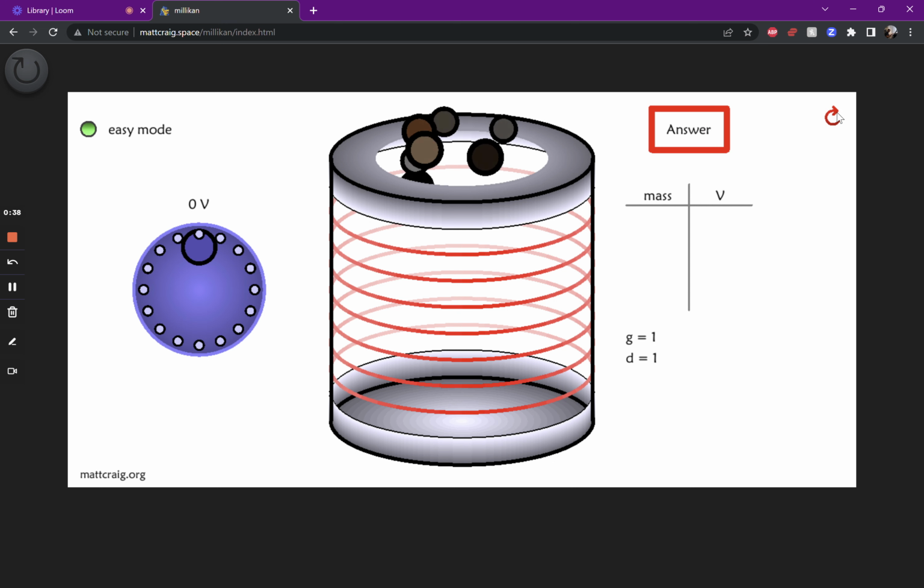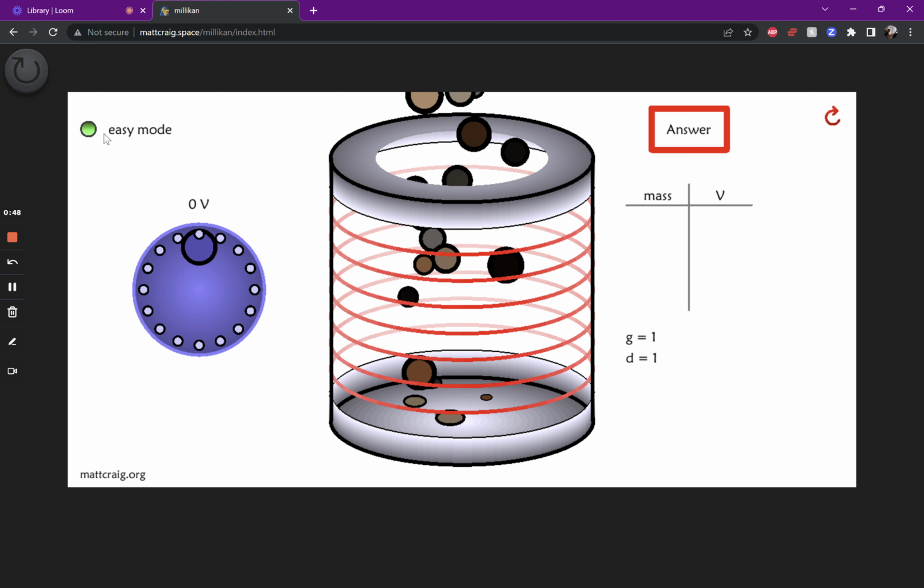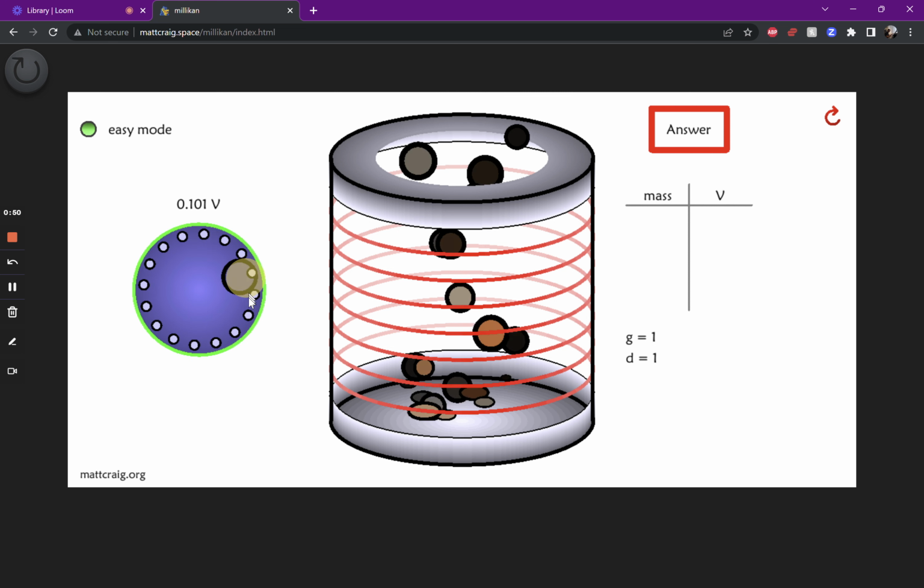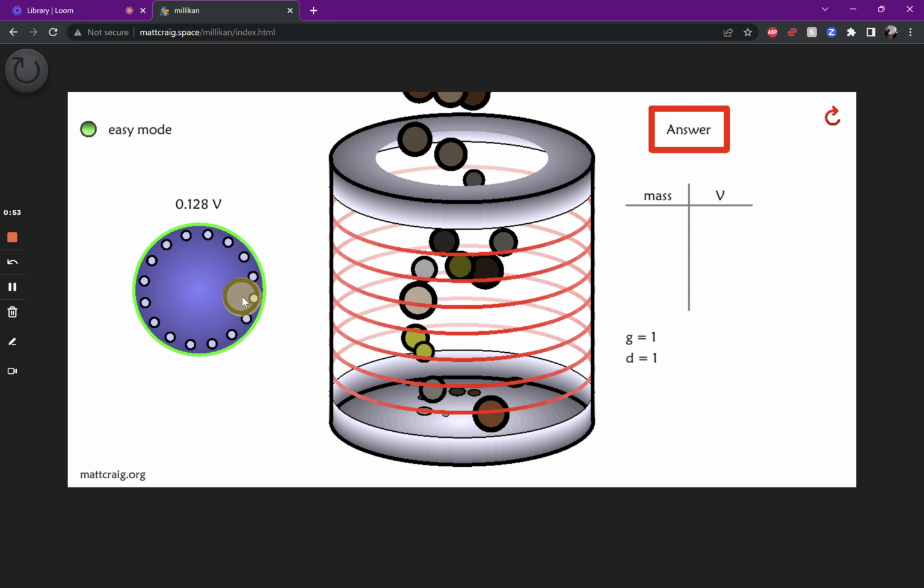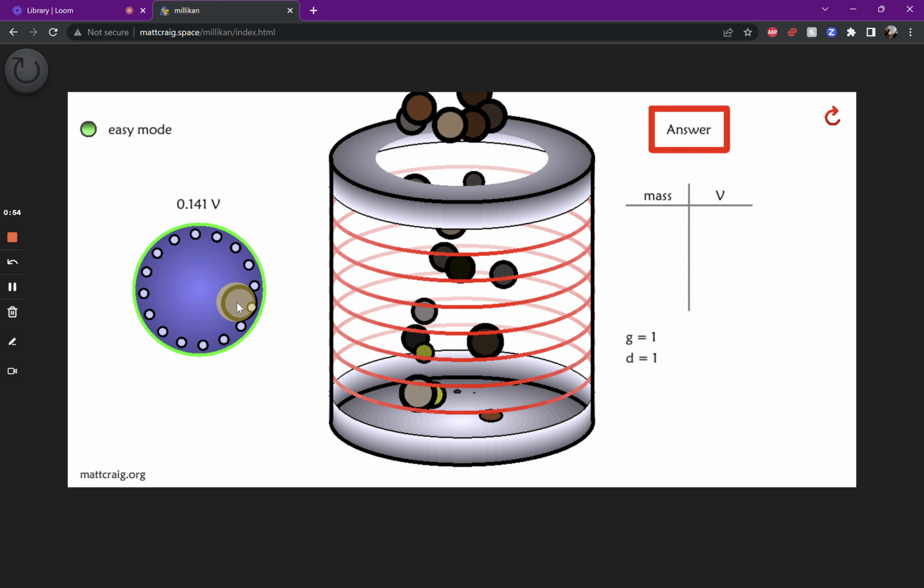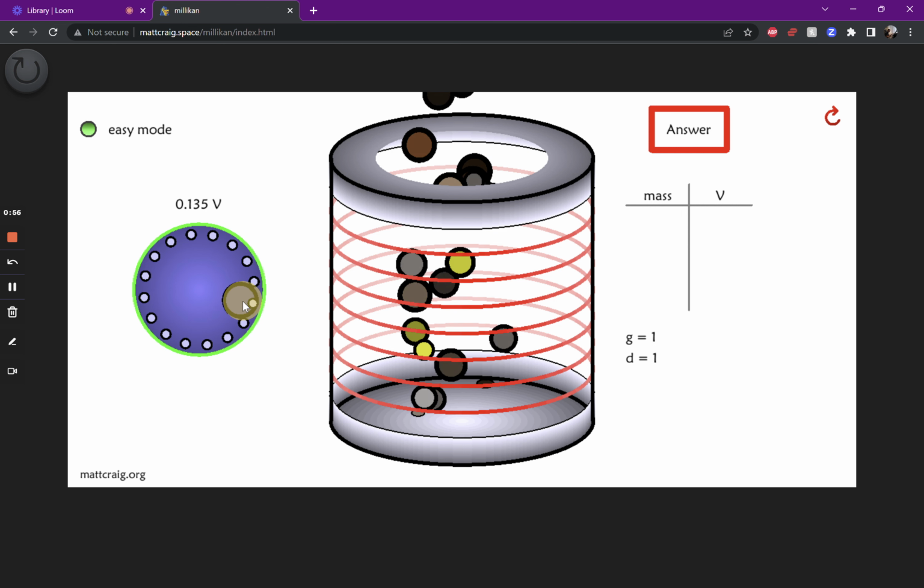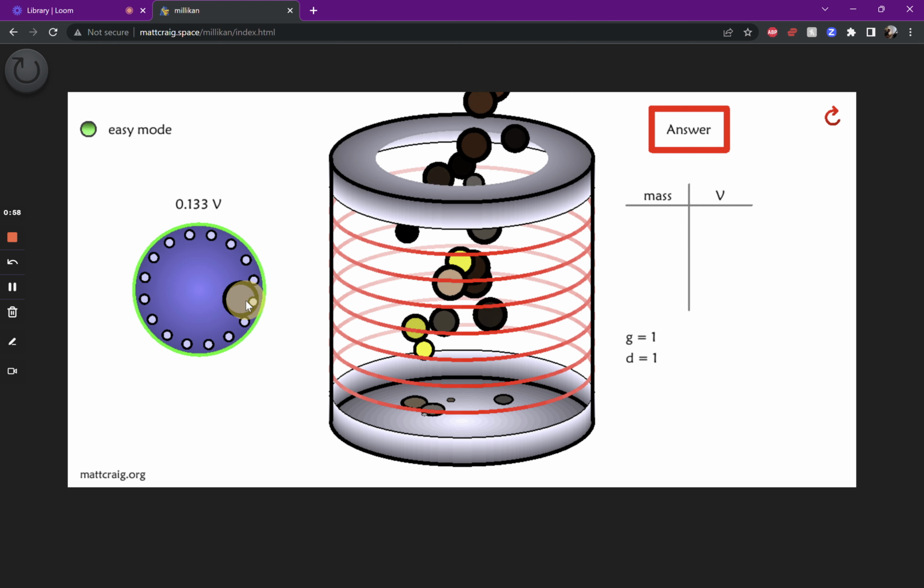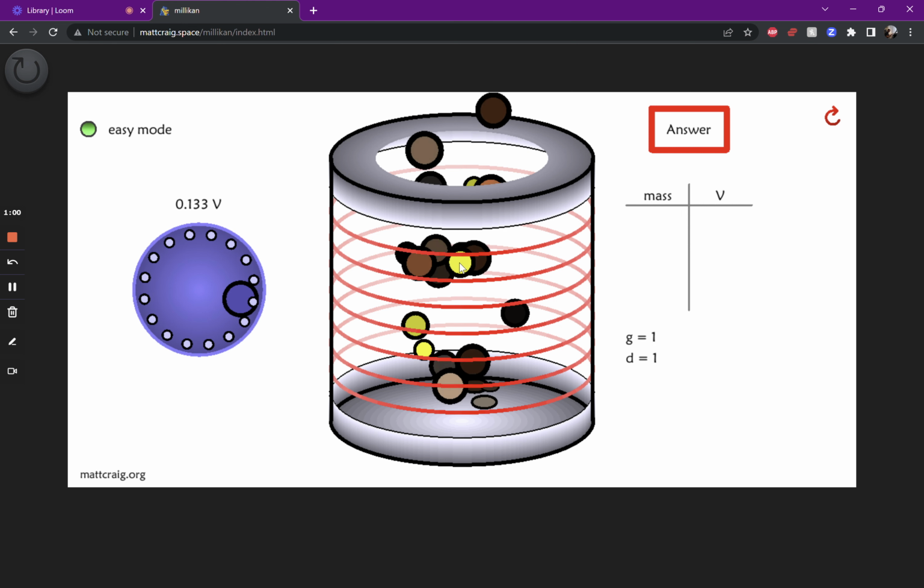So I'll reset it and we'll play this as I would play it with my students. You definitely want to have easy mode on. That shouldn't even be an option. It's actually impossible otherwise. And the idea is you use the dial to increase the voltage until you get one of them to float. And I make them highlight quite bright yellow, so it's really obvious to pick one. So I'm trying to make this one float right here in the middle.